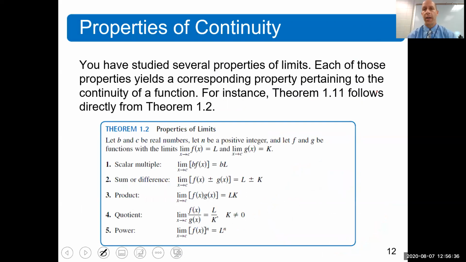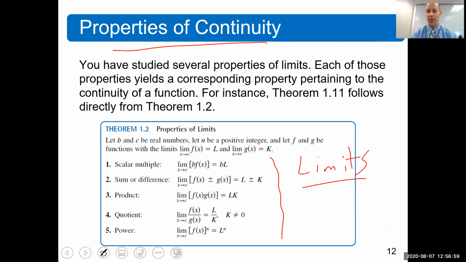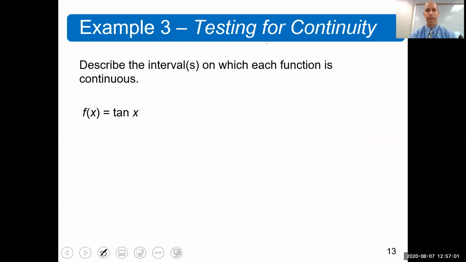Here are some properties of limits. These are similar to the properties we talked, I'm sorry, these are the properties for continuity, sorry. These are the exact same properties that we talked about with limits back in section 1-2. It's just now we're talking about continuity. Oh, actually, I'm sorry, these are the properties of limits, so it is the same thing. So the properties of continuity basically all apply.